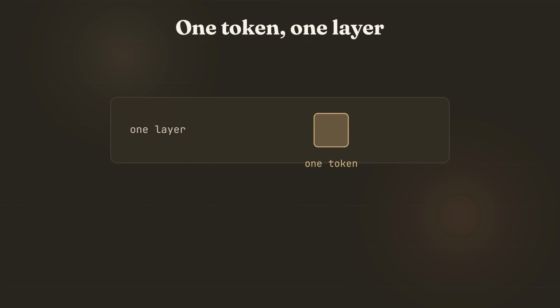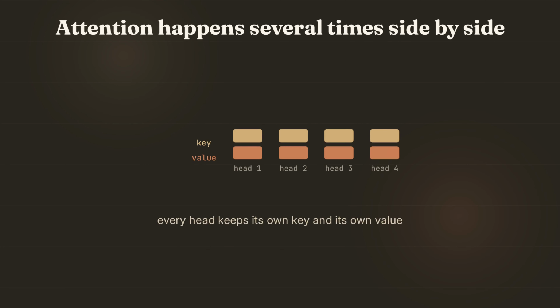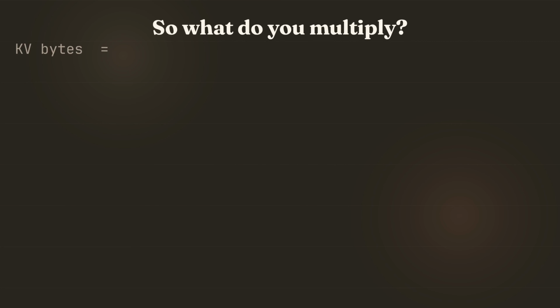So, what's actually in there? Let's build it up one piece at a time because I want you doing this on your own model tonight rather than trusting my arithmetic. Take one token sitting in one layer. What gets stored for it? Now, your model doesn't do attention once per layer, it does it several times side by side, and each of those parallel copies is called a head. And every head keeps its own keys and its own values. And a key is just a short list of numbers, and so is a value. So, what do you multiply together?